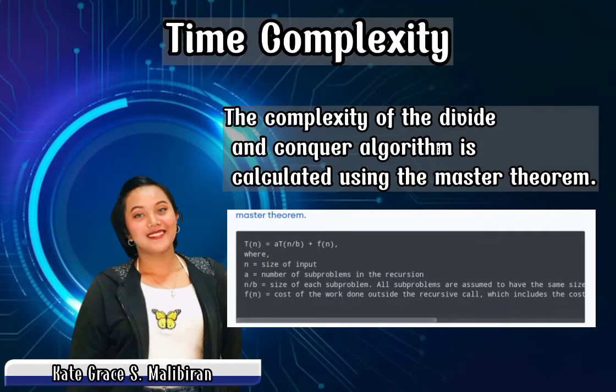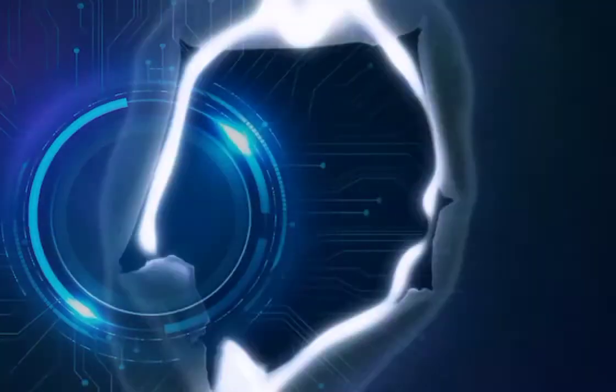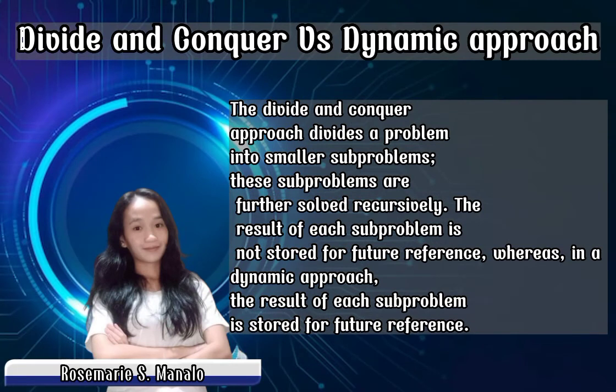Time complexity. The time complexity of the divide and conquer algorithm is calculated using the master theorem. Let us take an example to find the time complexity of a recursive problem. For a merge sort, the equation can be written as follows.